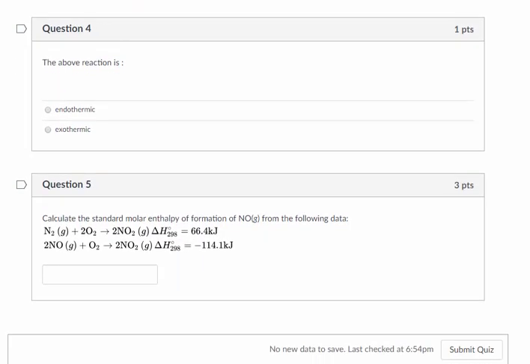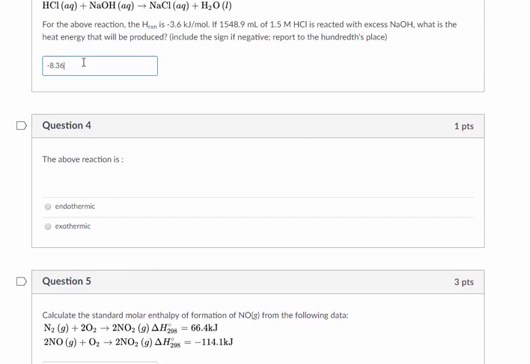Now, number 4, is the above reaction endothermic or exothermic? Well, this is an exothermic reaction. When we have a negative sign for our enthalpy, that is an exothermic reaction. That means heat is a product of our reaction.